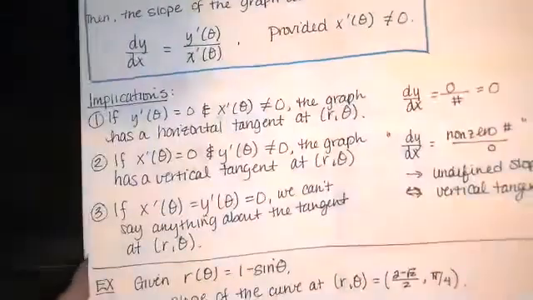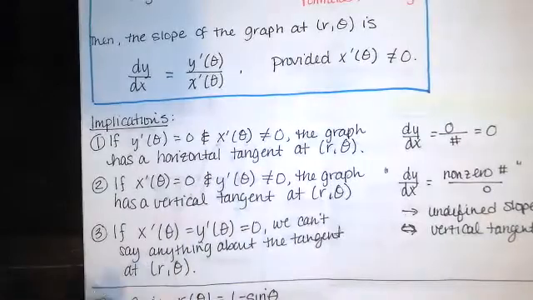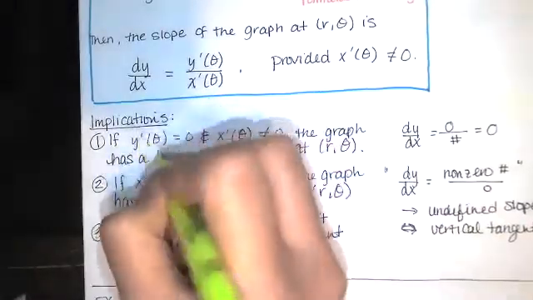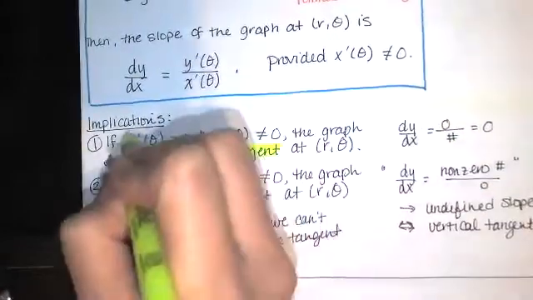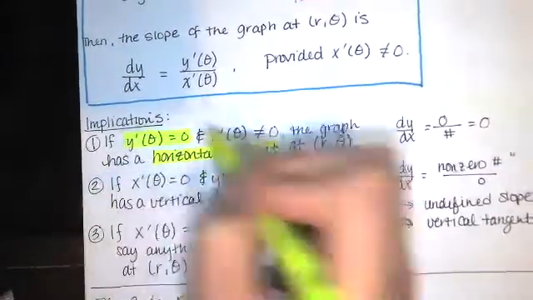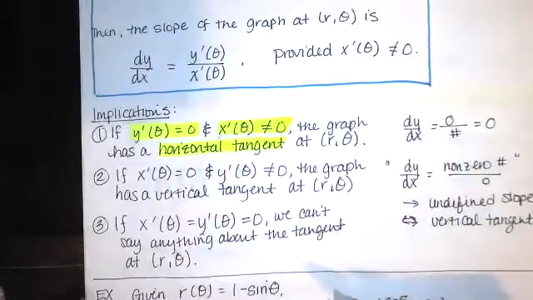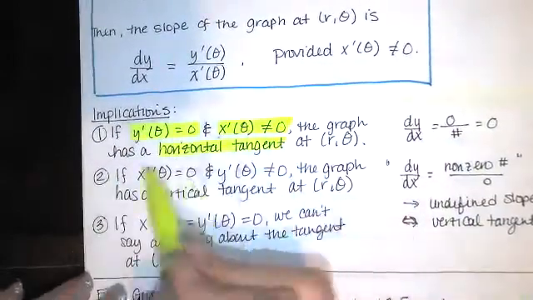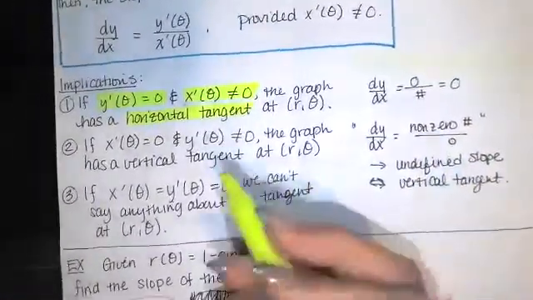And remember what we talked about earlier. So we're going to have a horizontal tangent line whenever the slope is 0. And the slope is 0 when y prime is 0. So the numerator is 0, but the denominator isn't. So we get a slope of 0. And then if you flip it, so the denominator is 0, and we have a non-zero number in the numerator, we get a vertical tangent.